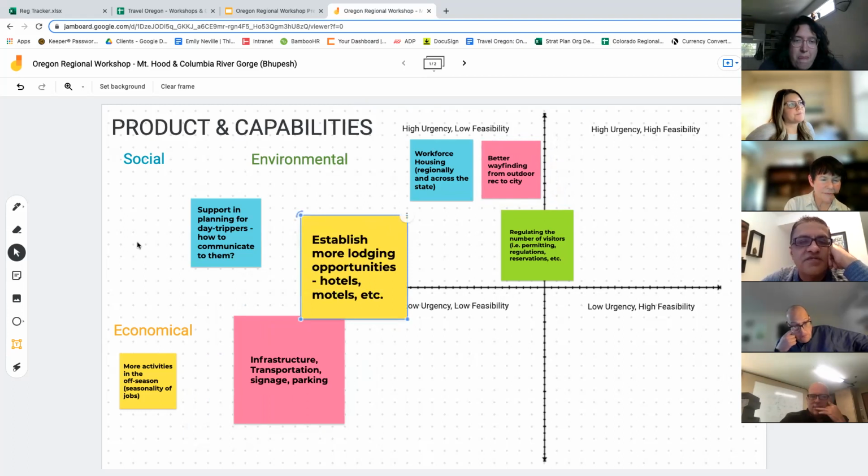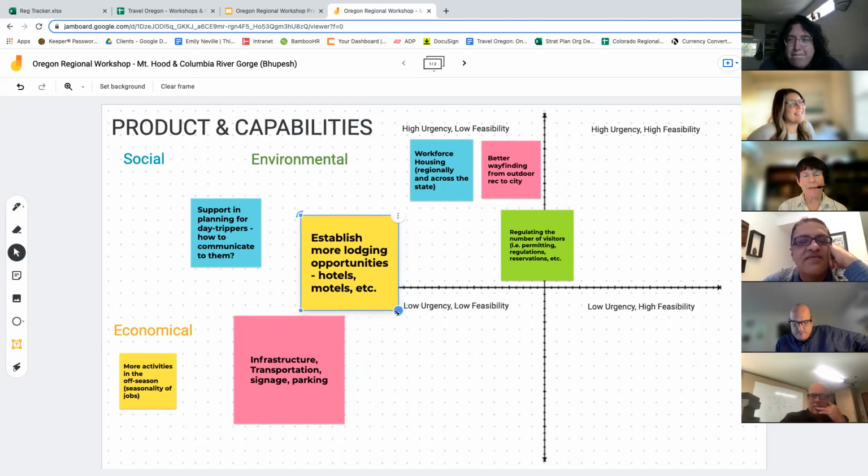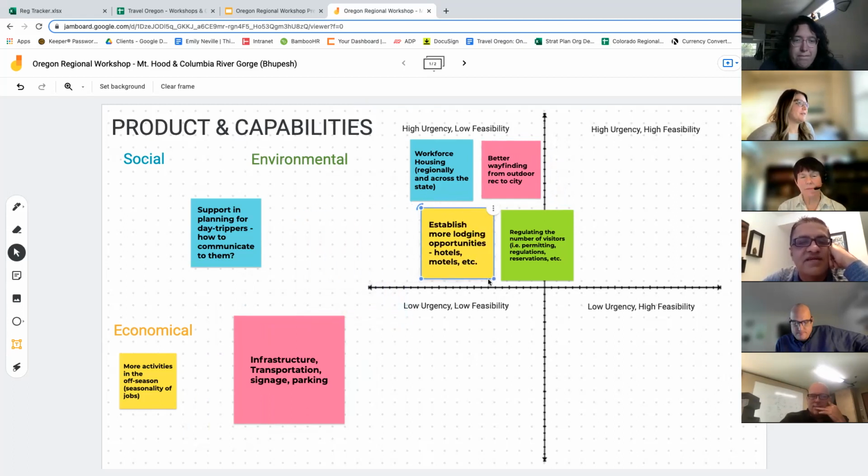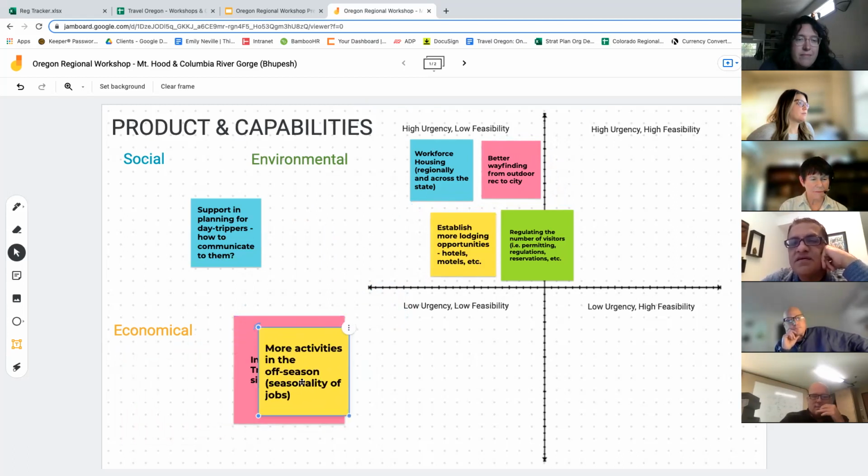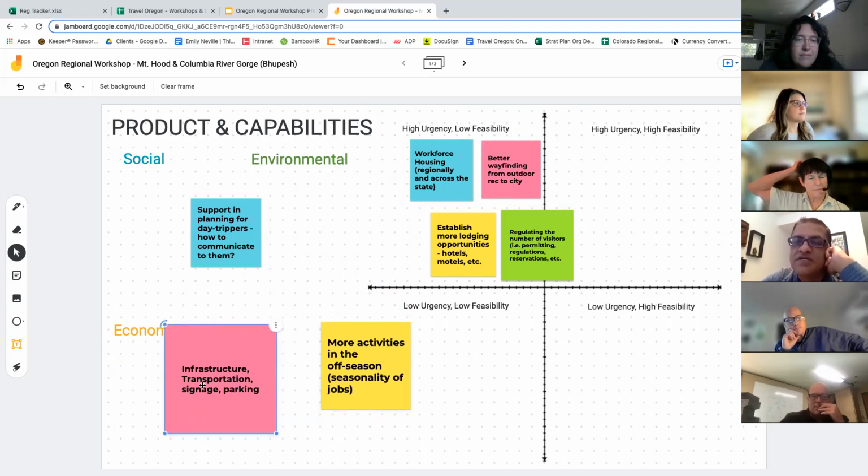Establish more lodging opportunities, hotels, and more. Again, I think it's high urgency, low feasibility. Creating hotels and motels is not an easy task. I think more activities in the off season, I feel it's about the way it gets promoted. How do you create dispersion? It is high urgency, and it is. What do you say, Eileen? What do you have to say?